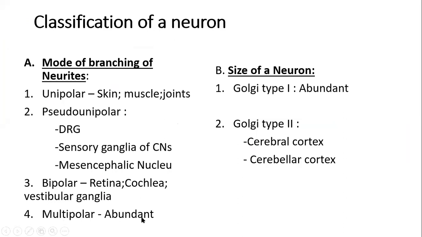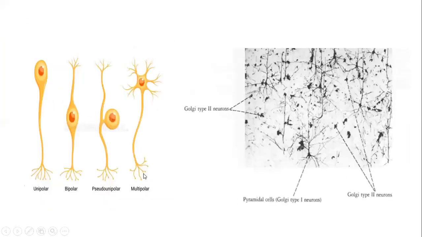Multipolar, they are the abundant type of neurons. They have a cell body, and at one end of the cell body, multiple processes arise. They are called dendrites, and from the other end of the body, a single long process arises that after covering some distance, divides into branches. This process is called axon.